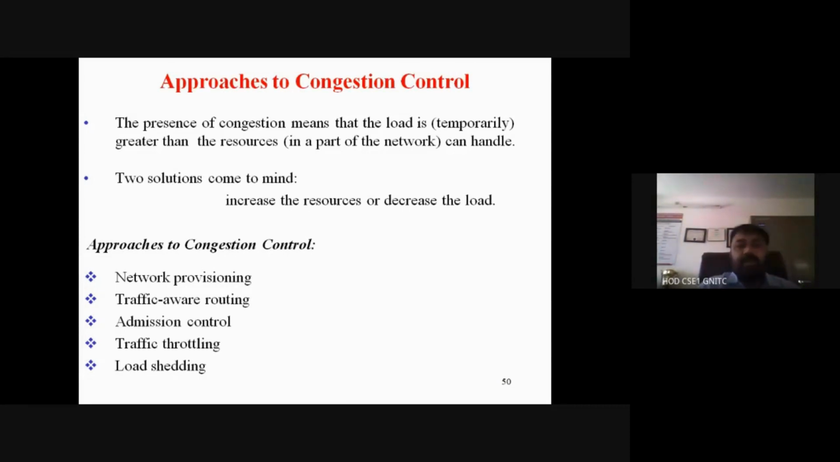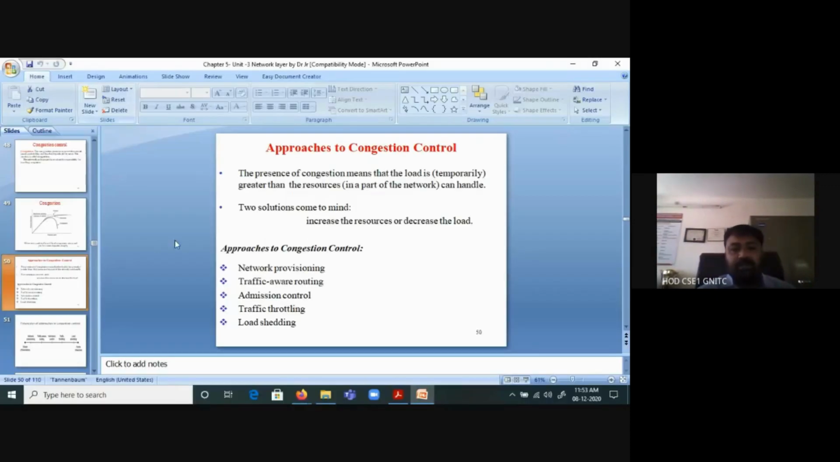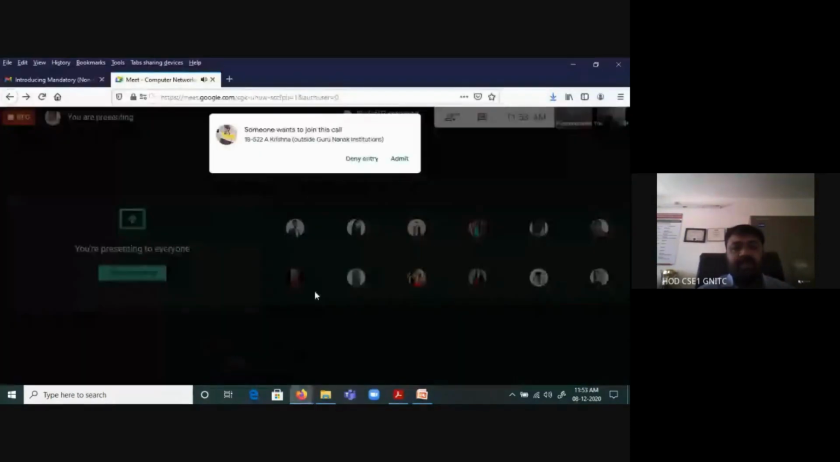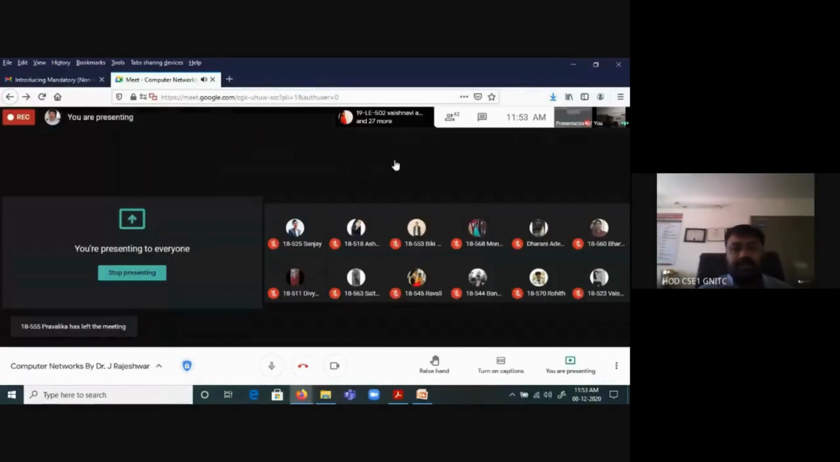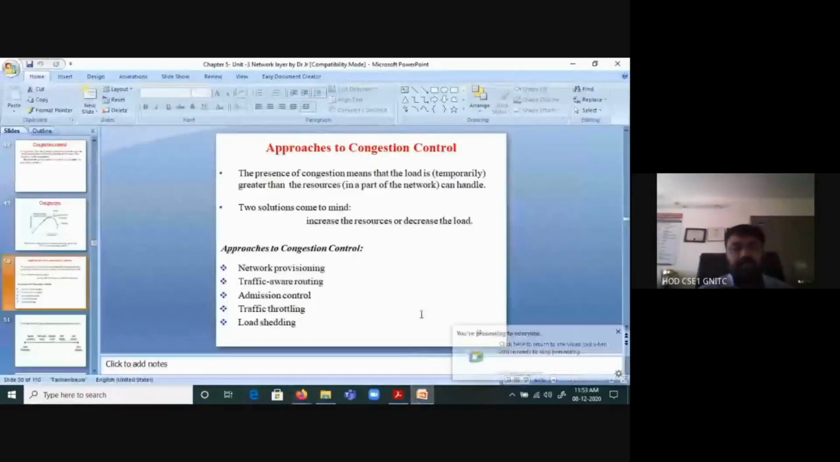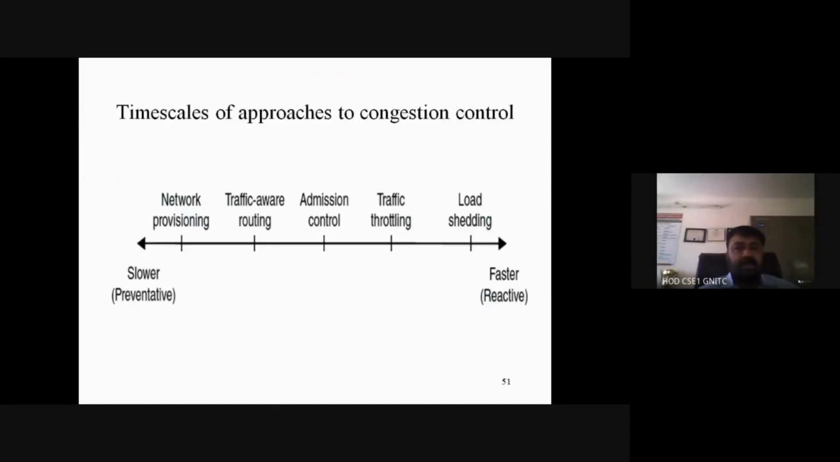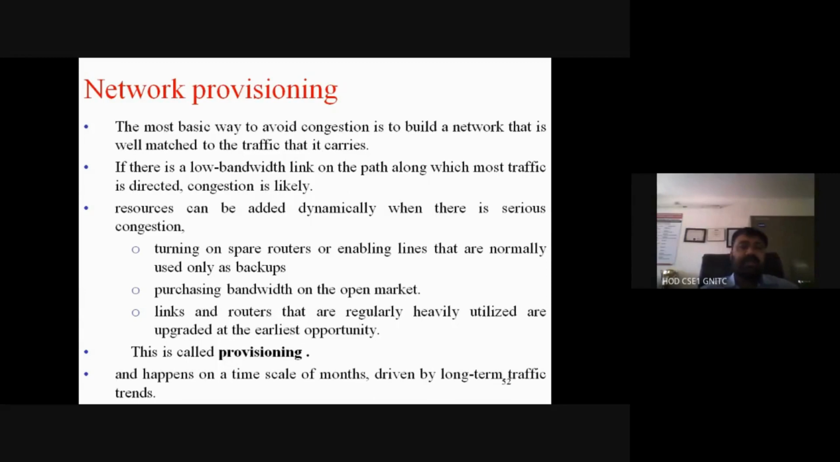And parallelly, we cannot decrease the load because every node wants to participate in the network. They want to transport a packet. So definitely we should give service to all the packets. So we cannot do both things. So what we are doing, we are following somewhat different techniques: traffic aware routing, admission control, and traffic throttling, by which we are going to control the congestion in the network layer. So this is what we have studied in the last class.